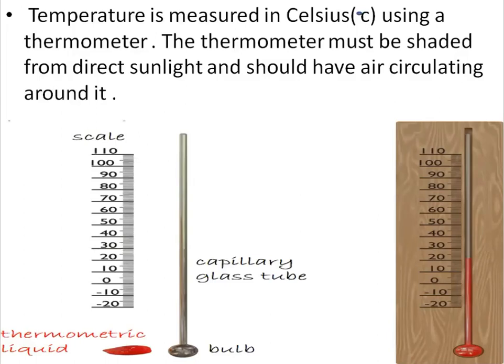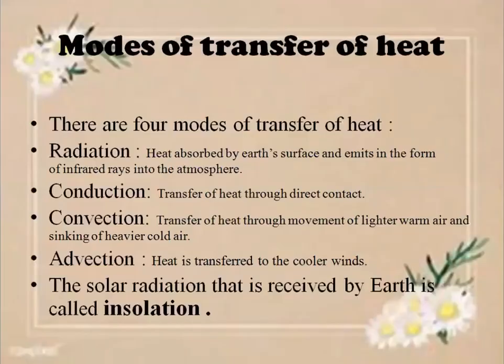The difference in daily maximum and minimum temperature of a place is called diurnal range of temperature. The difference between hottest and the coldest month gives the annual range of temperature. Now, let us understand the mode of heat that is being transferred into the earth. So, likewise, the first one is radiation.